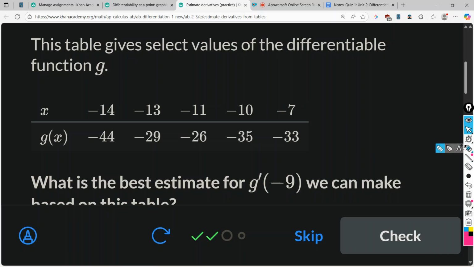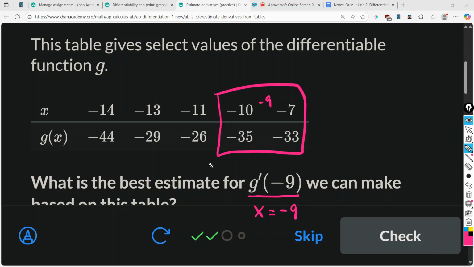All right, one more. These are all basically the same. We're looking to find g prime of -9. That's the slope at x equals -9. Okay, here are the x values. We don't have -9, but -9 would land in between 10 and -7. Okay, so we're using this pair of coordinates right here. All right, pretty simple. So change in y over change in x. Delta y over delta x.